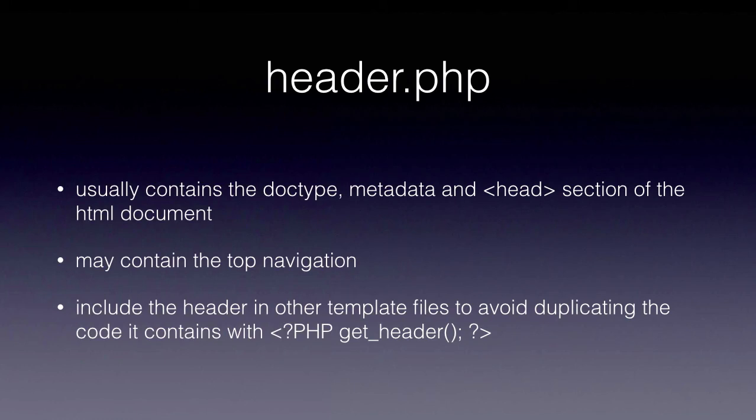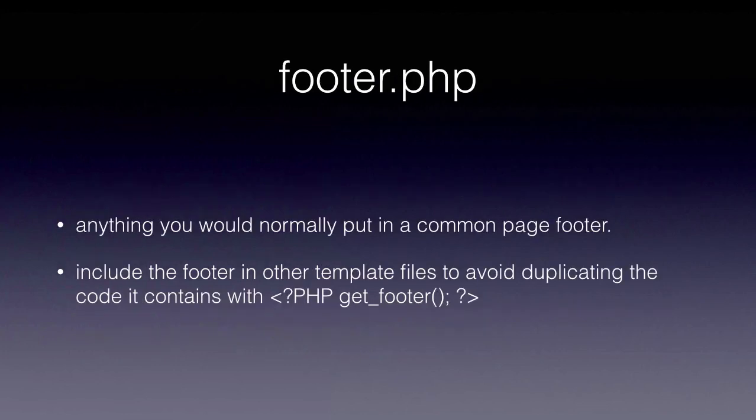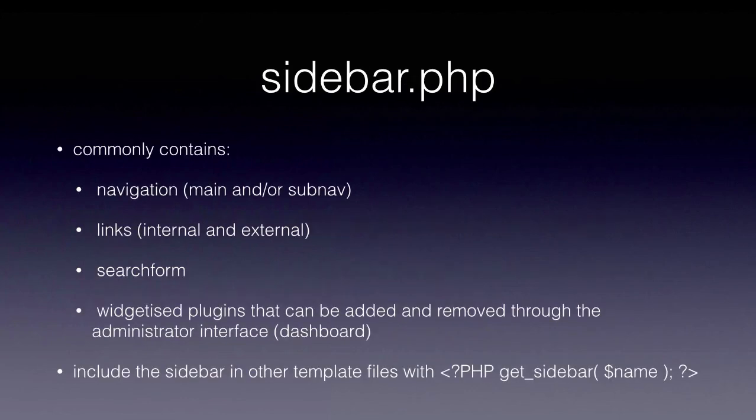Header.php usually contains the doctype, metadata, and head section of the HTML document. Often it contains the top navigation. You can include the header in other template files to avoid duplicating the code it contains with that function there, get_header. Footer, very much like the header, is anything you would normally put in the page footer, and you can include it in other template files using the function get_footer.